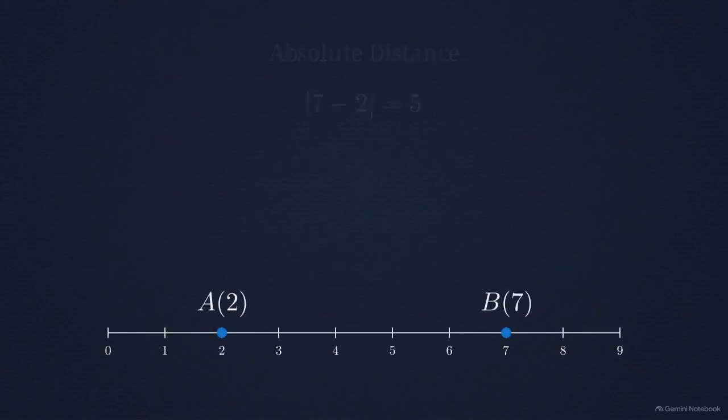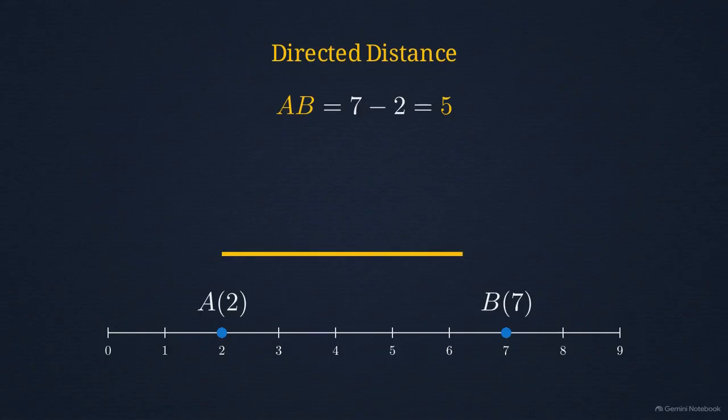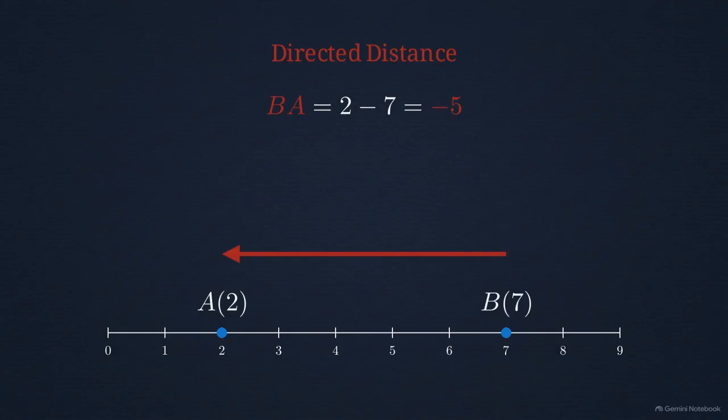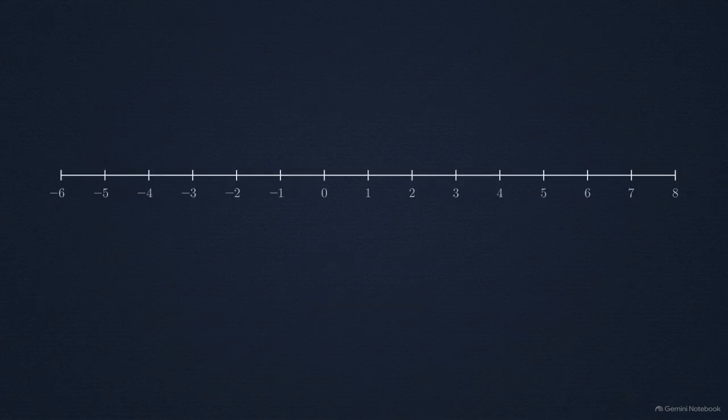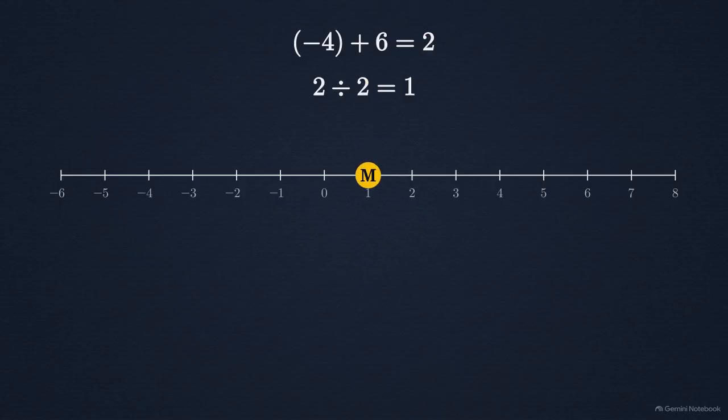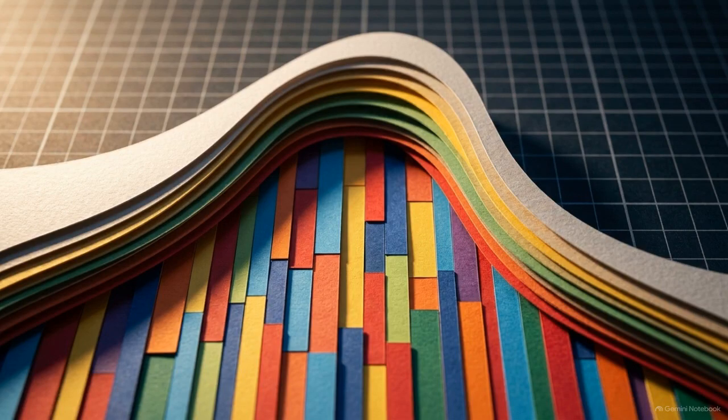If we want to know which way we are traveling, we use directed distance by removing the absolute value. Pointing from 2 to 7 gives a positive 5, meaning we moved forward. Pointing from 7 back to 2 gives a -5, indicating we reversed. You can find the exact center between 2 points by taking their average. Adding -4 and +6, then dividing by 2 gives you 1. This midpoint is the perfect middle ground between the two locations. These tools let calculus chop a complex area into perfectly defined sections, making it possible to calculate the total area under a curve.